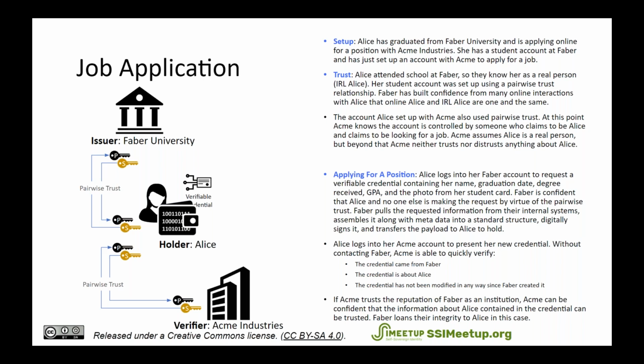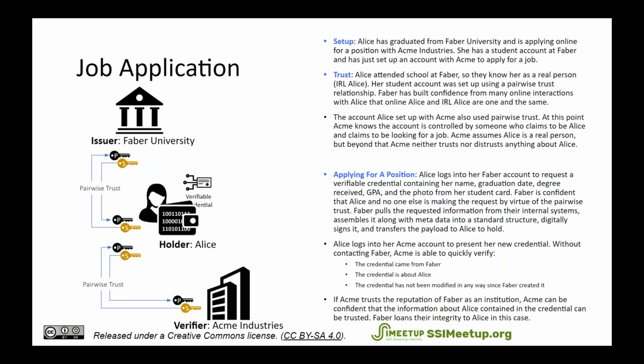Now, when Alice goes to Acme Industries and applies for a job, she self-attests to Acme to say, "Hi, my name is Alice and I graduated from Faber." And they go, "Well, okay, sure, we'll trust, but we need to verify, right?" So Acme doesn't have a very high level of trust because they haven't really interacted with Alice. And so they might go to Alice and say, "Well, is there anybody who can vouch for you?" And Alice says, "Sure, I've got Faber University."